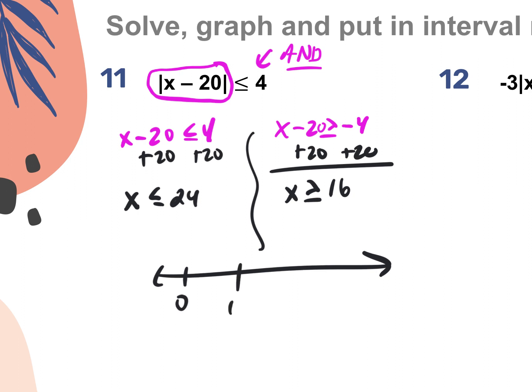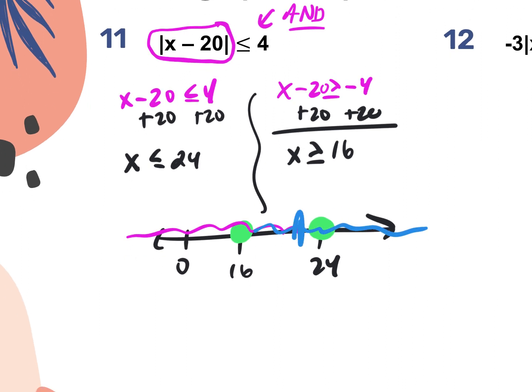Here's 0, 16, 24. What kind of dot do I have at 16? Closed. What do I have at 24? Also closed. Good. So let's read our inequalities. I want all the stuff that's less than or equal to 24, so that's everything this way. And then I want all this stuff also that is greater than or equal to 16, which is this way. So where do they overlap? In the middle. This is where they overlap here.